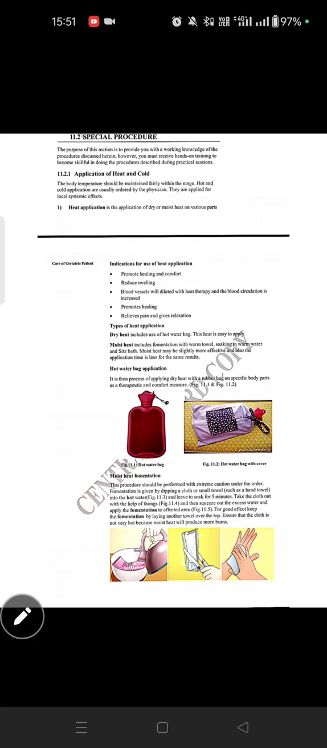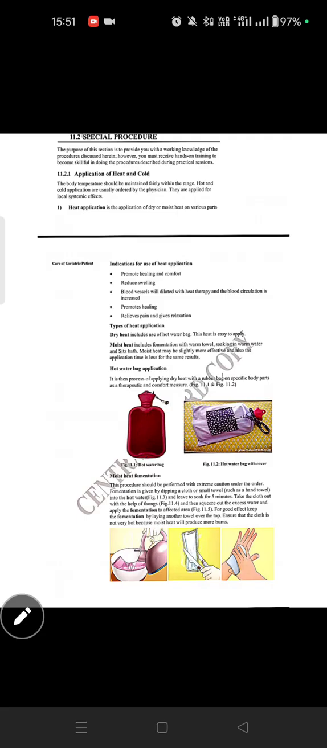Heat applications. In heat application we have dry heat and moist heat. Dry heat means we place and give a hot water bag. Moist heat means a sitz bath and warm water bath; all of that is moist heat. Then hot water application. So what are the hot water applications? We have hot water bags and electric bags, both.